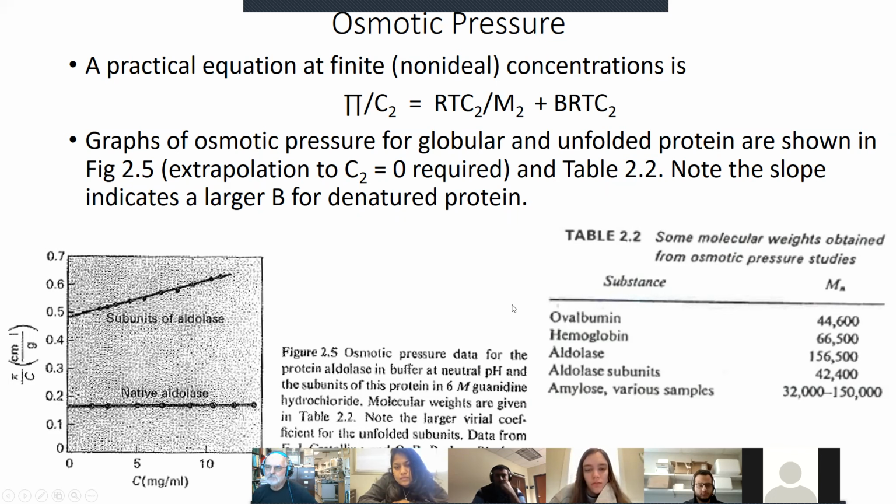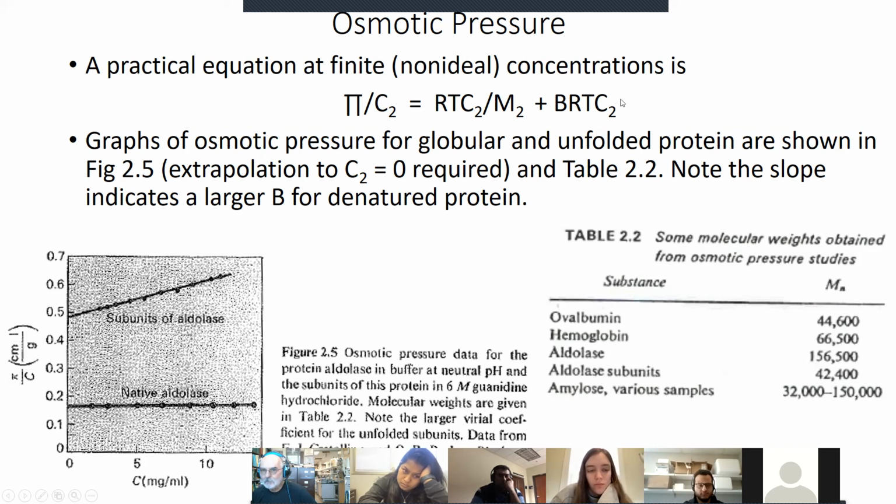And then the table simply shows you the apparent molecular weights of various proteins done by osmotic pressure. You can see hemoglobin here at 66,000. That's a tetramer. You can see the aldolase itself. It looks like a tetramer as well because the subunits are 42,000. So multiply by 4 and you get something close to 156,000. And then other kinds of substances, all right?